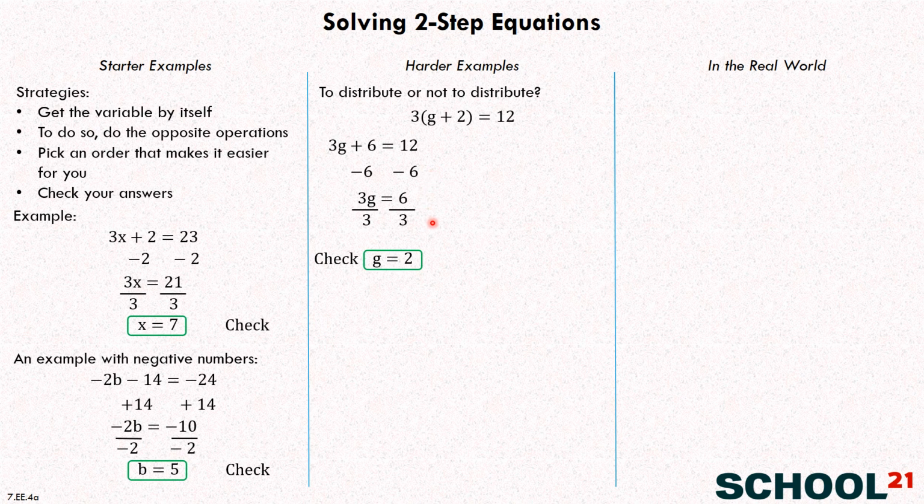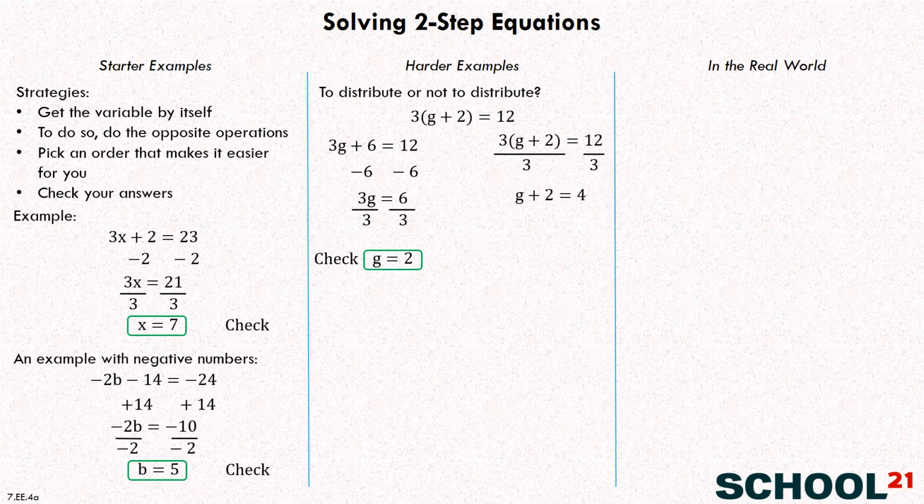There is a faster way to do this. Can you think of what it might be? Well, this 3 is being multiplied by g plus 2. So what if we did the opposite? What if we went ahead and divided both sides by 3? Okay, so what would happen here? This 3 divided by 3 would just be 1. So we just have one of these quantities, so we would just write it as g plus 2. And then 12 divided by 3 is 4. So we'd have g plus 2 on the left-hand side and 4 on the right-hand side.